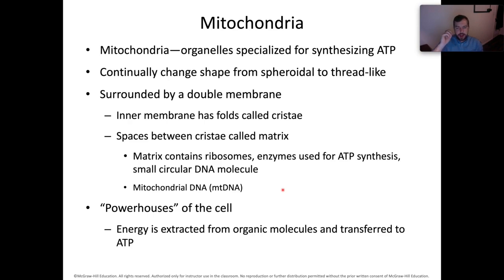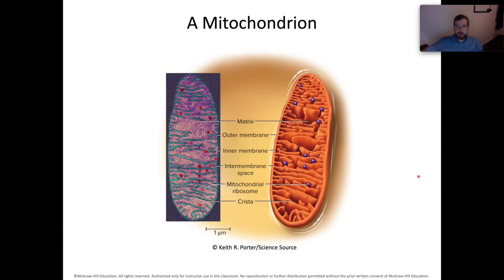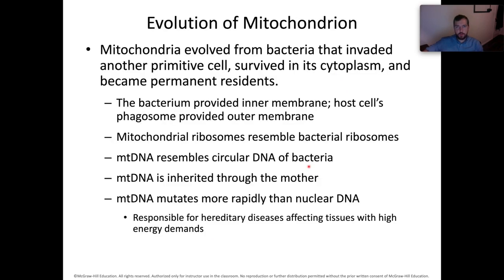Obviously, energy is extracted from organic molecules, transferred to ATP for storage, and then when we need it, we can use that ATP. Mitochondria are probably the coolest looking organelle. They have all these little cristae here, which are those little folds and invaginations within the membrane, and then you have the inner membrane space, and then the outer membrane as well.